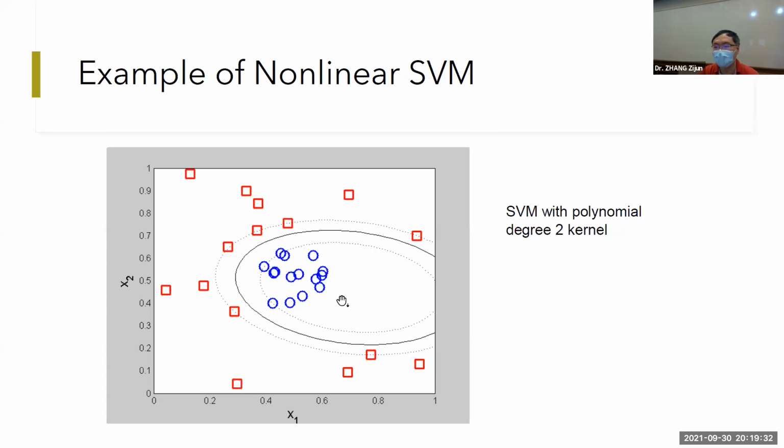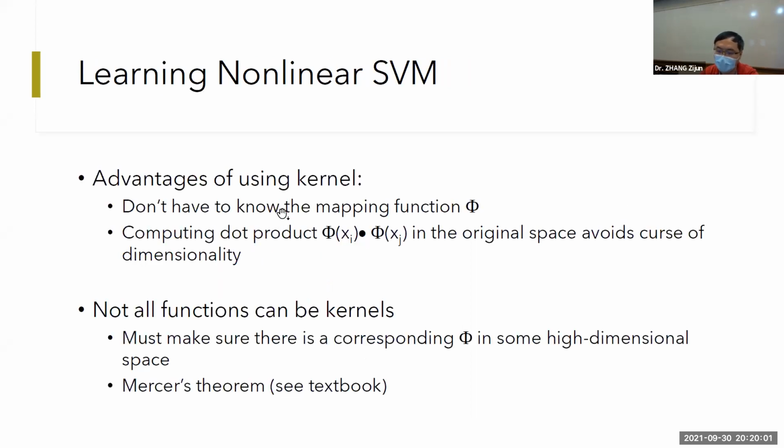So this shows an example of implementing a nonlinear SVM. This is an SVM with a polynomial degree 2 kernel. Okay. So it generates a nonlinear decision boundary. And it actually means that after projecting the original data points to a polynomial degree 2 space, we can find a linear separation of the two sets of data points. Okay.